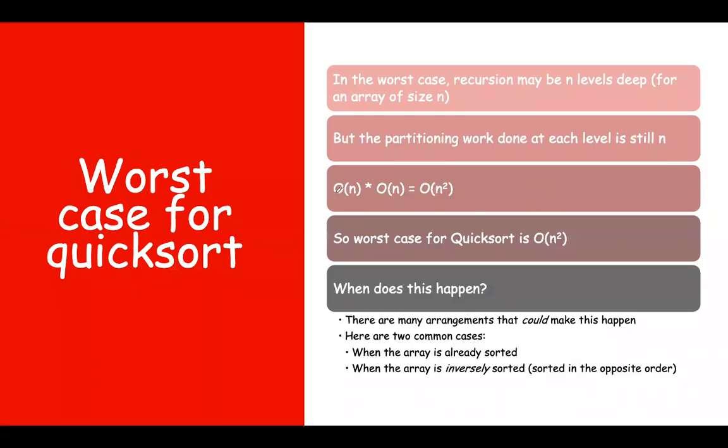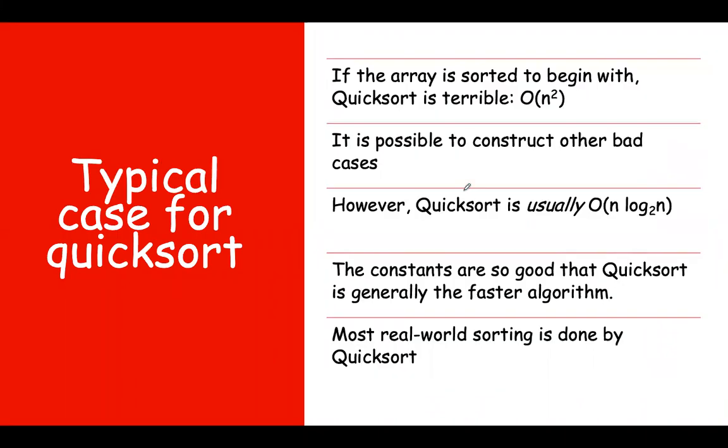And in worst case, it will take big O of n square to sort the given array. And two common cases: the array is already sorted or the array is inversely sorted. In these two cases, it will lead to big O of n square. So it is not recommended to use quicksort in those kinds of situations. Otherwise, in most situations, quicksort will give us better results than merge sort.